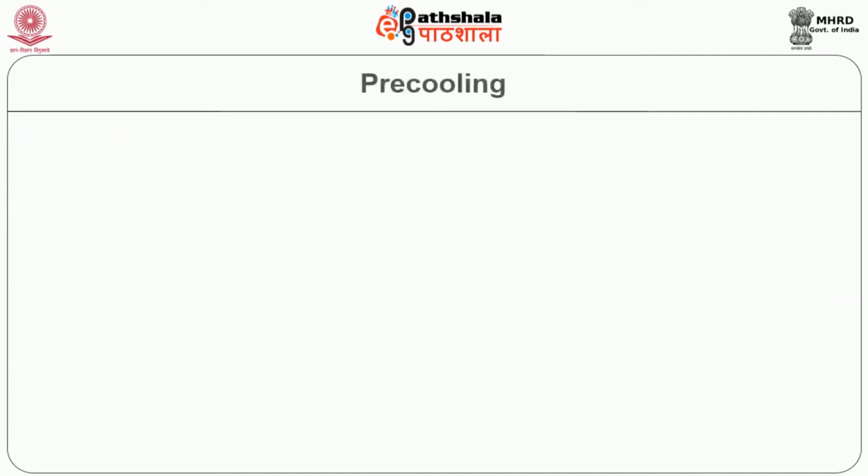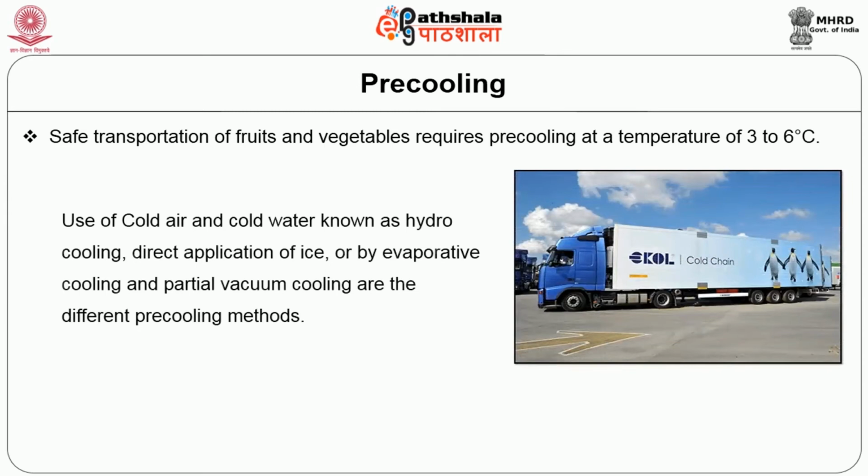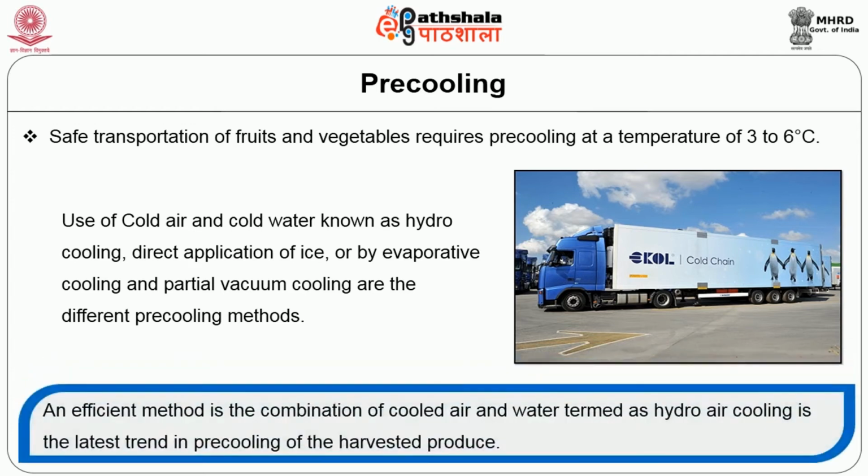The first method being the pre-cooling process, where the safe transportation of fruits and vegetables require pre-cooling at a temperature of 3 to 6 degrees Celsius. Use of cold air and cold water known as hydrocooling, or direct application of ice, or by evaporative cooling and partial vacuum cooling are the different pre-cooling methods. An efficient method is a combination of cooled air and water termed as hydro air cooling. It's the latest trend in pre-cooling of the harvested produce.